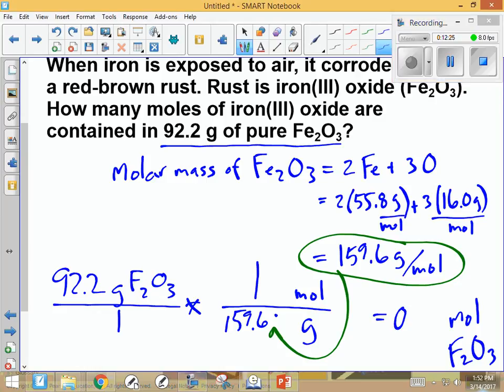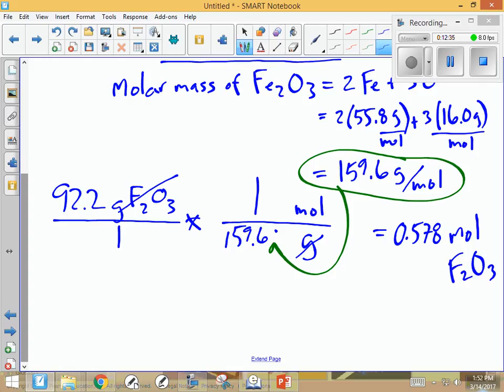And when we do the math, we get 0.578 moles of iron oxide. My grams have canceled, and I'm left with mole units. Now you should be able to do problems 18 and 19 on page 319.